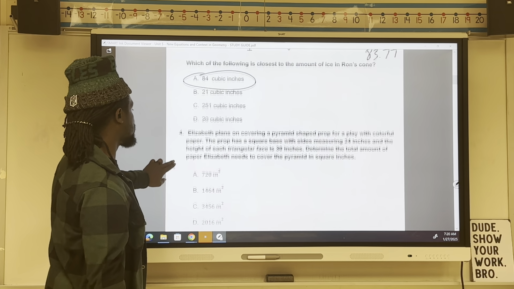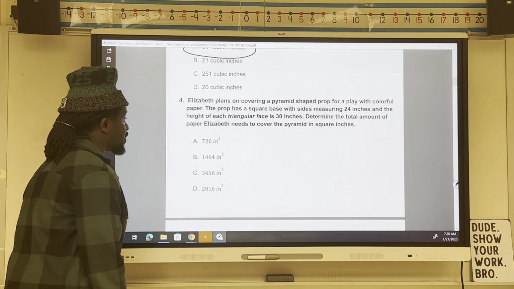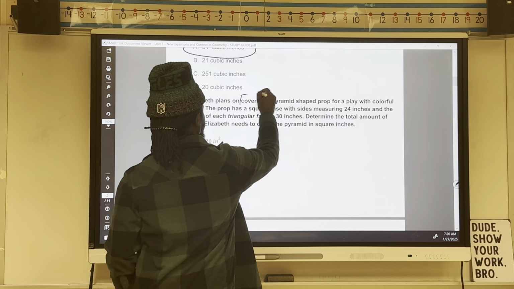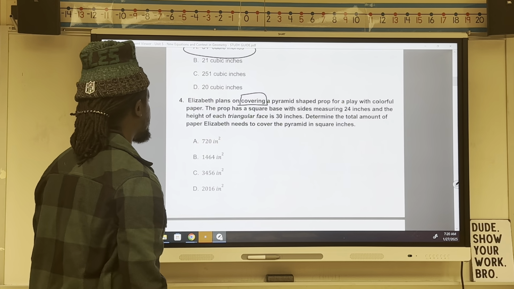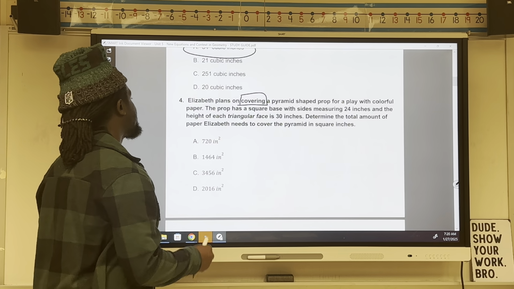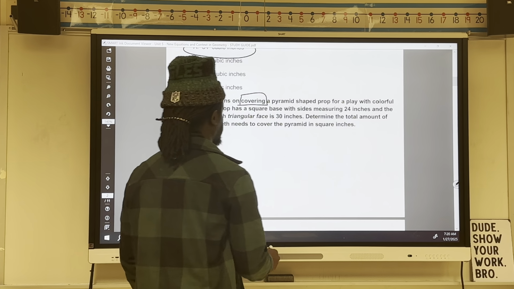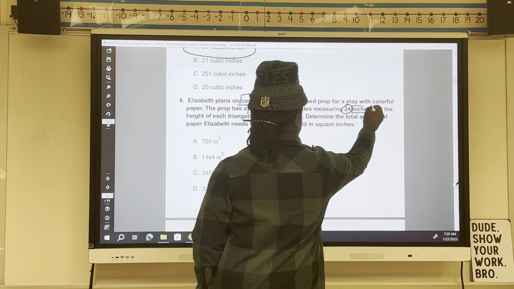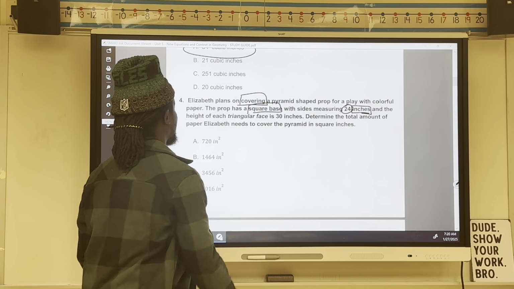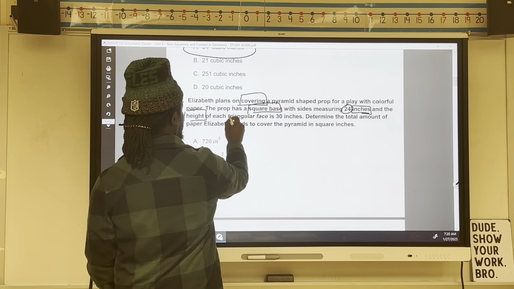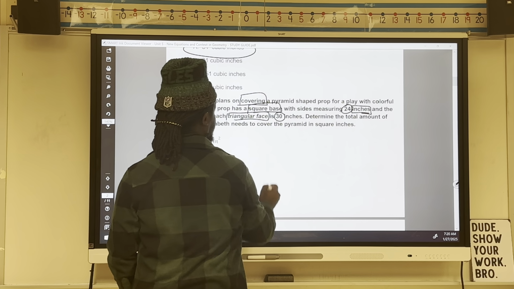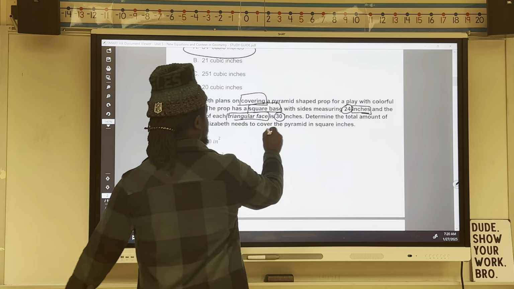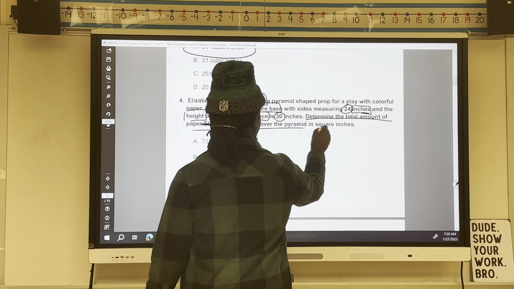All right, moving on. Elizabeth plans to cover a pyramid-shaped prop for a play. Again, key word there, she's covering, with colorful paper. The prop has a square base measured 24 inches. Then the height of the triangular face is 30 inches. Determine the total amount of paper she needs to cover. So that's what we're looking for.